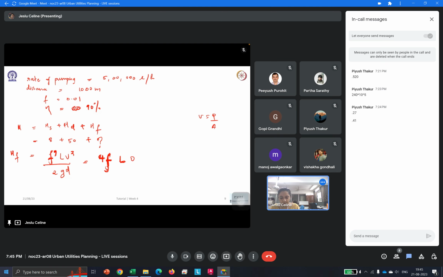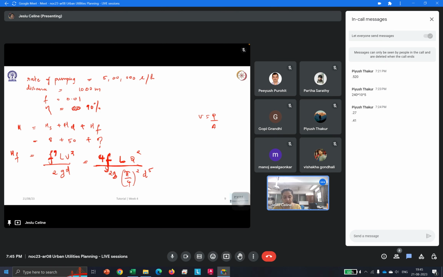So I'm doing Q square. We have already discussed the derivation, so I'm just writing it. Into 2G and pi by 4, the whole square into d raised to 5. So this is the formula that we will be using.